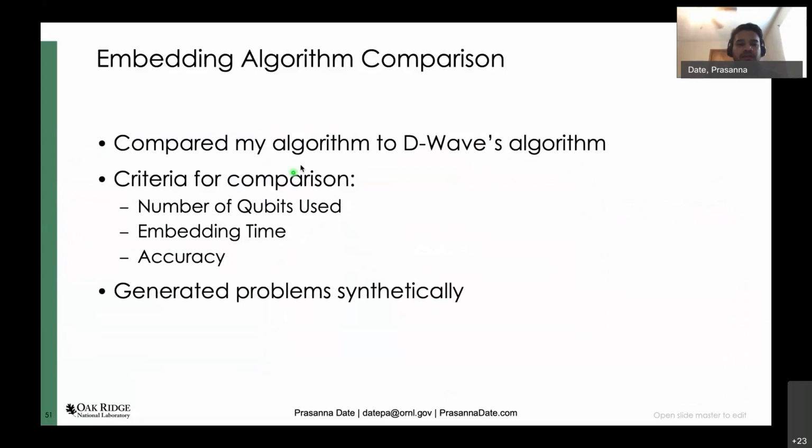Okay, so this work was again done in 2018 when I was an intern at ORNL. And I designed an embedding algorithm. And I wanted to compare the performance of my embedding algorithm to D-Wave's embedding algorithm. And I used three performance metrics for that, which are how many qubits did I end up using for the embedding, how long did it take, and what was the accuracy.